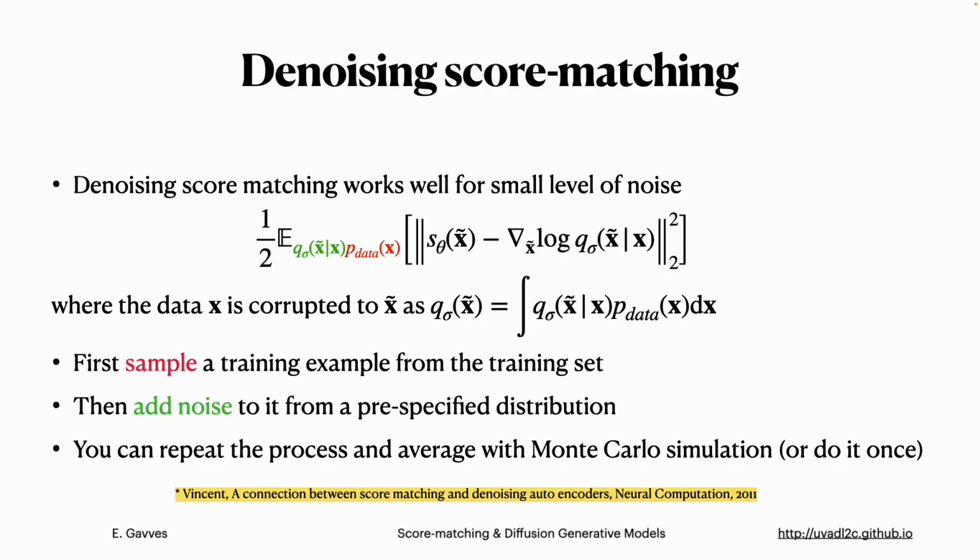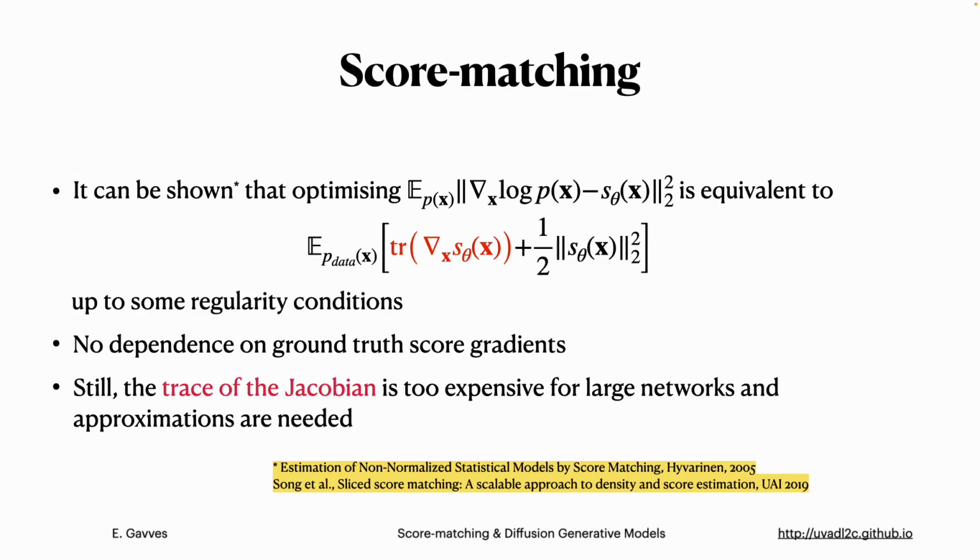The noising up is a trick, a method, so that we avoid having to compute the gradient of the score function. Because this is a multidimensional quantity, right? So it's a vector, S is a vector itself. Then you have to compute the gradient, so the gradient of the gradient, and then compute the trace. So imagine if you have a neural network with thousands and hundreds of thousands of pixels.